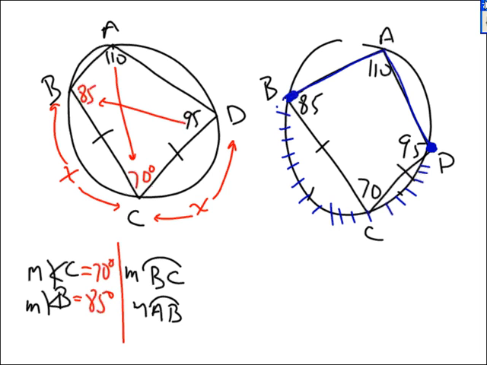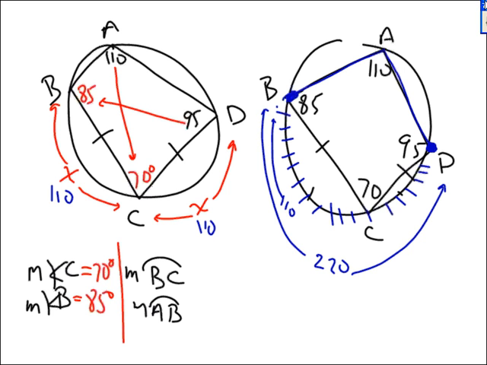So this arc is twice that. That arc is 220. But the arcs are equal. The arcs are both 110. From B to C is 110. So BC is 110. Okay.